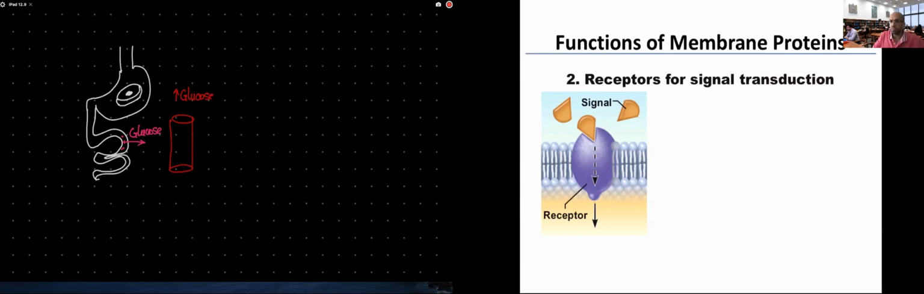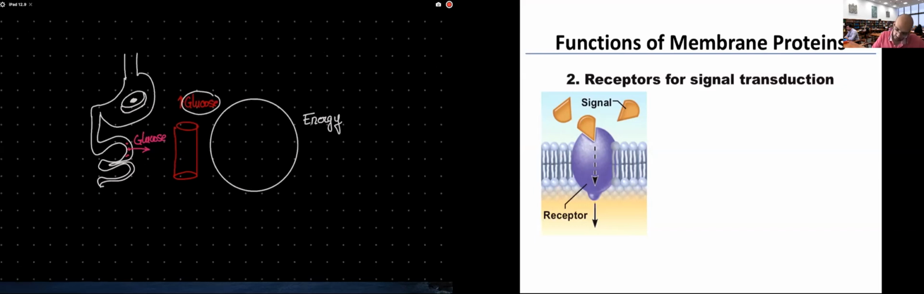Why do we eat? Why do we get glucose? For our cells to be able to break it down and produce energy. Exactly. So do you want the cells to be getting this glucose in all the time, whether you did eat or not?